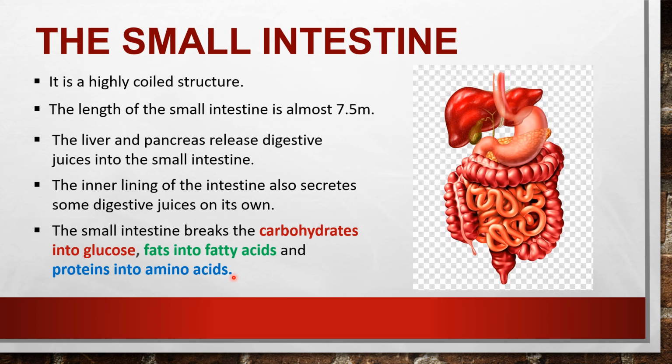So we will read once again about the small intestine. It is a highly coiled structure. The length of the small intestine is almost 7.5 meters. The liver and pancreas release digestive juices into the small intestine. The inner lining of the intestine also secretes some digestive juices on its own. The small intestine breaks the carbohydrates into glucose, fats into fatty acids, and proteins into amino acids.